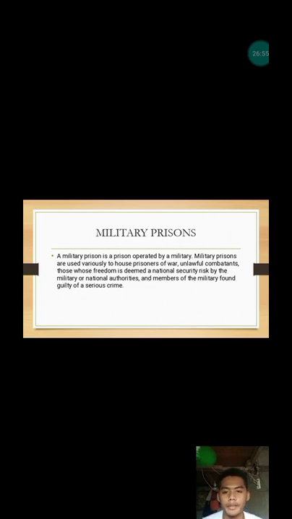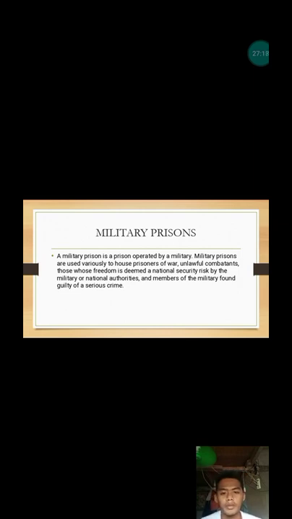A military prison is a prison operated by a military. Military prisons are used variously to house prisoners of war, unlawful combatants, those whose freedom is deemed a national security risk by the military or national authorities, and members of the military found guilty of a serious crime.